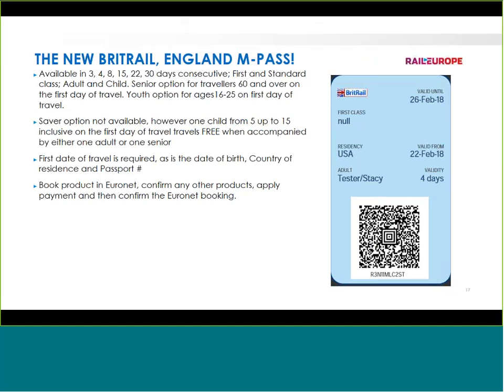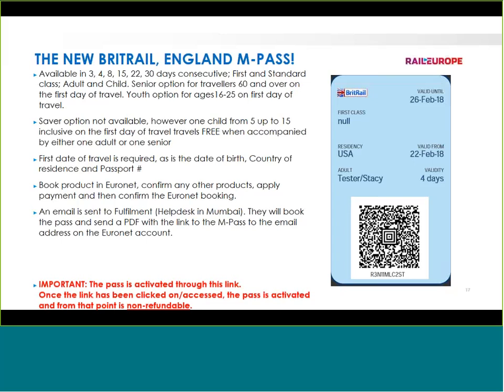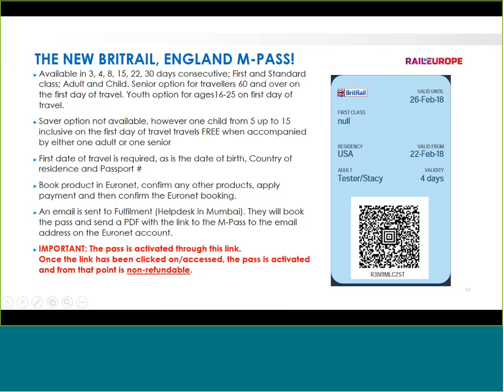So the procedure is that you would book the products in Euronet and confirm any other products you would be booking, apply the payment, and then confirm the Euronet booking. Then an email has to be sent to the fulfillment team, so the help desk in Mumbai, and they will manually book the pass and send a PDF with the link to the M pass to the email address on the Euronet account. Everything is done by the fulfillment team, and just to reiterate, the pass will be sent as a PDF to you directly, or to the email address that's been listed on the Euronet account.